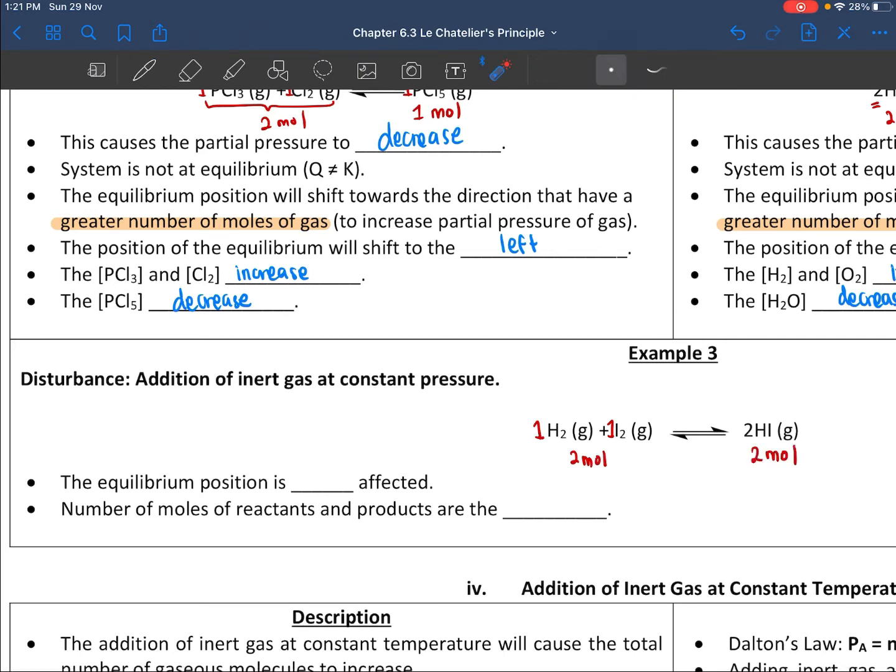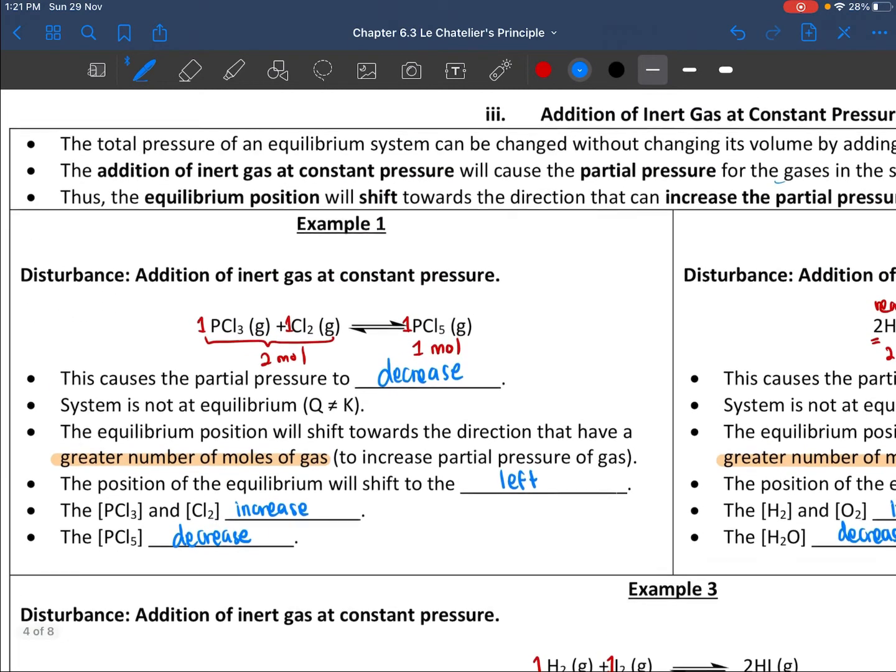Okay, so since kiri dan kanan 2 mole, so kalau kamu jumpa soalan yang macam ni, walaupun addition of inert gas at constant pressure, nak shift arah mana? Kiri kanan. So tak perlu nak shift sebab dia punya mole dia sama. So the equilibrium position is not affected lah, tak terganggu. Okay, so the number of moles of reactant and product are the same. Okay, alright. Okay, so settle untuk addition of inert gas at constant pressure.